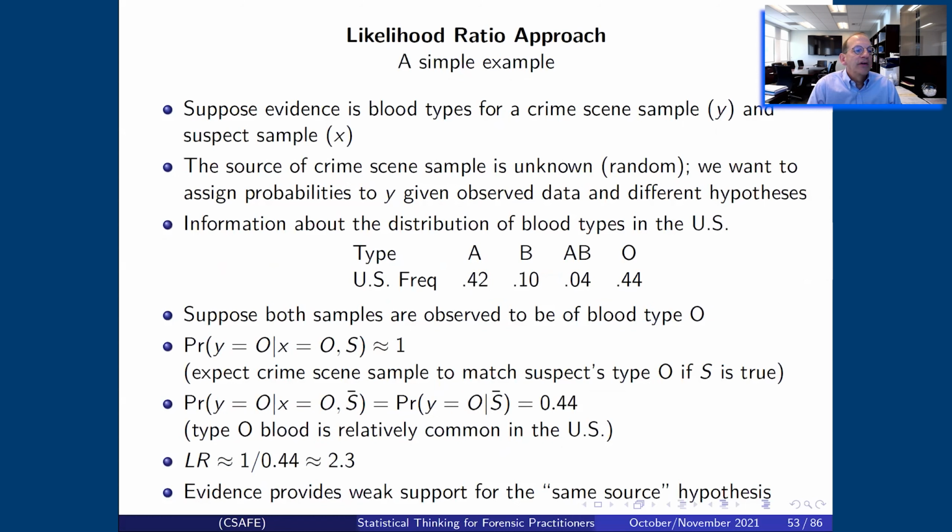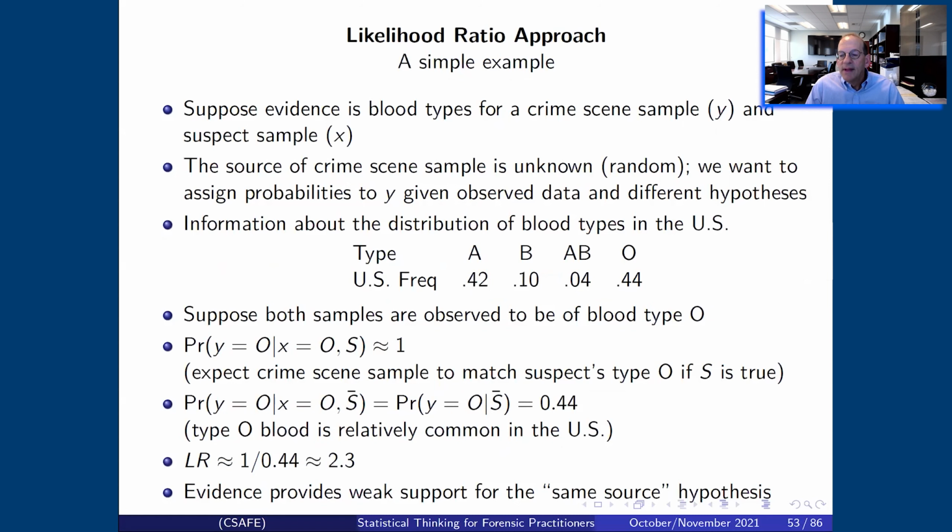The first is a very, very simple example to reinforce the concept. Let's suppose we're talking about blood type. There's a crime scene sample and a suspect sample. In this case, the suspect sample is known. I take a blood sample from someone, I compute their blood type. And the crime scene sample is an unknown. I don't know who left it. And suppose they both turn out to be type O. If they don't match, it's relatively straightforward in this case that we would say the suspect is not the person who left the blood sample. So let's assume they do match.